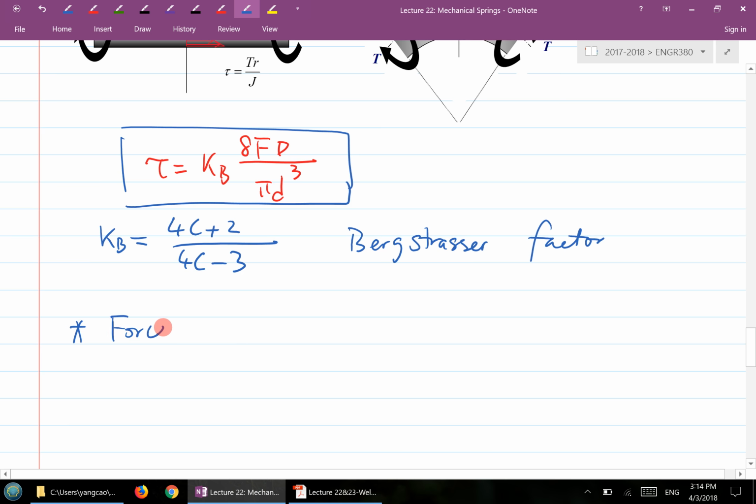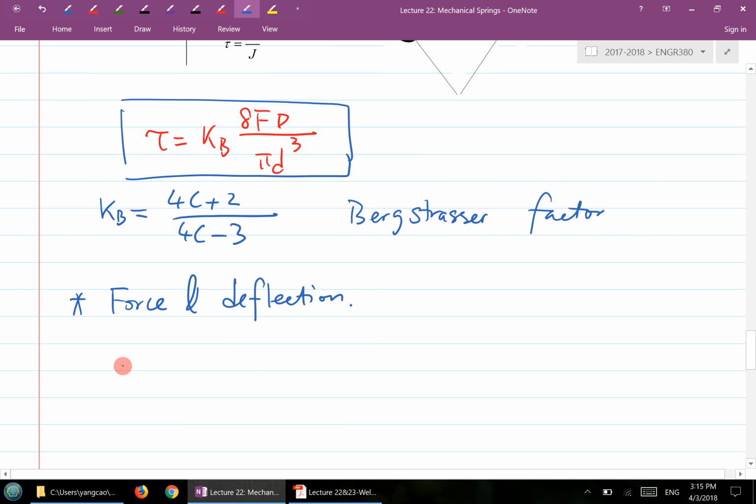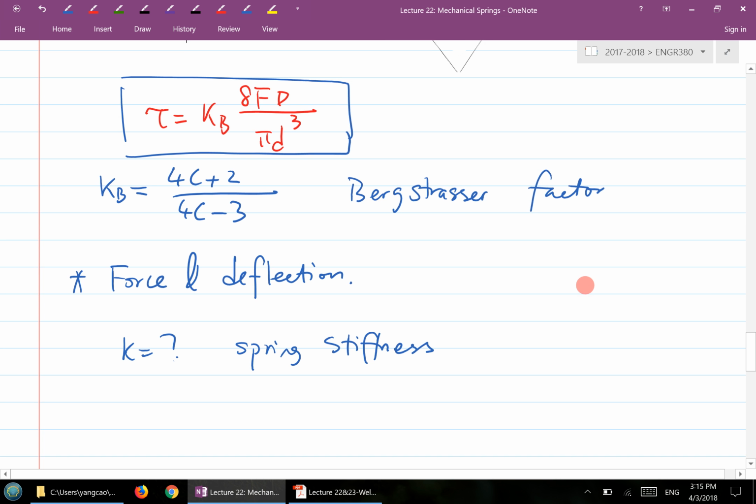And the other one is, we're talking about strain, so there's definitely force and deflection. And how are we going to calculate the spring stiffness? When you have a force and deflection, then you will have a spring stiffness, which is the K here. So K equals what? Spring stiffness. Now this one here, I'm going to skip something. You're going to have to use the so-called Castigliano's theory.